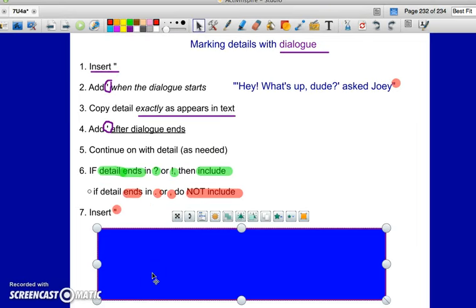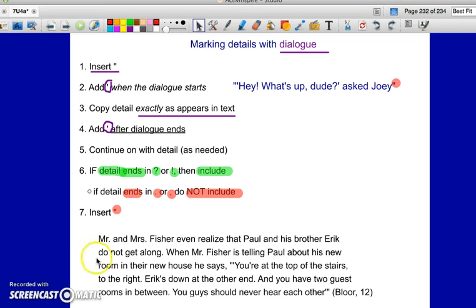Double quotation. So again, here's another example. Again, it has nothing to do with the essay, or the topic of our essay. It says, Mr. and Mrs. Fisher even realize that Paul and his brother Eric do not get along. When Mr. Fisher is telling Paul about his new room and their new house, he says, and so this is the very start of my quote, so there's the double, and then I have dialogue right away, so there's another single piece right there. Here's all dialogue.